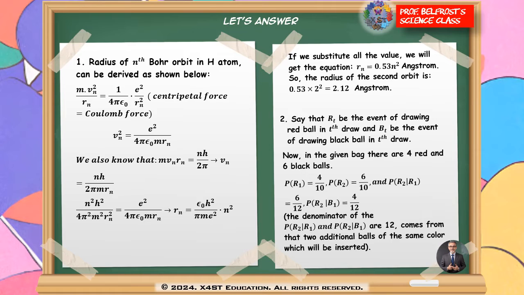But of course, you need to substitute the values: the permittivity, the Planck constant, pi, the mass of the electron, the charge of the electron, and also n squared, which for this question is the second orbit, so n equals 2. After you do the substitution, you'll get the answer, which is 0.53 times 2 squared. This equals 2.12 angstroms. Okay, so that is the answer for the first problem.